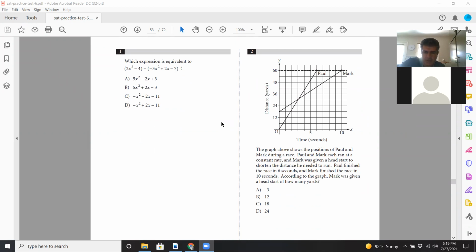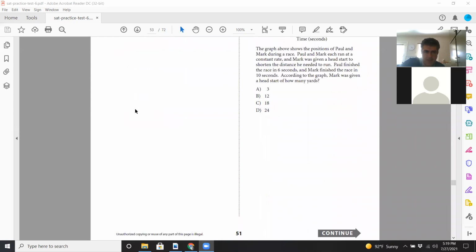Here they're asking how many yards Mark is going to get as a head start. You can just look at the graph and see he's going to head start by 18 yards. Not that hard there. And again, number 1, I think is definitely A or B. Looks like it's going to be A because you get +3 and you do -4 minus -7.